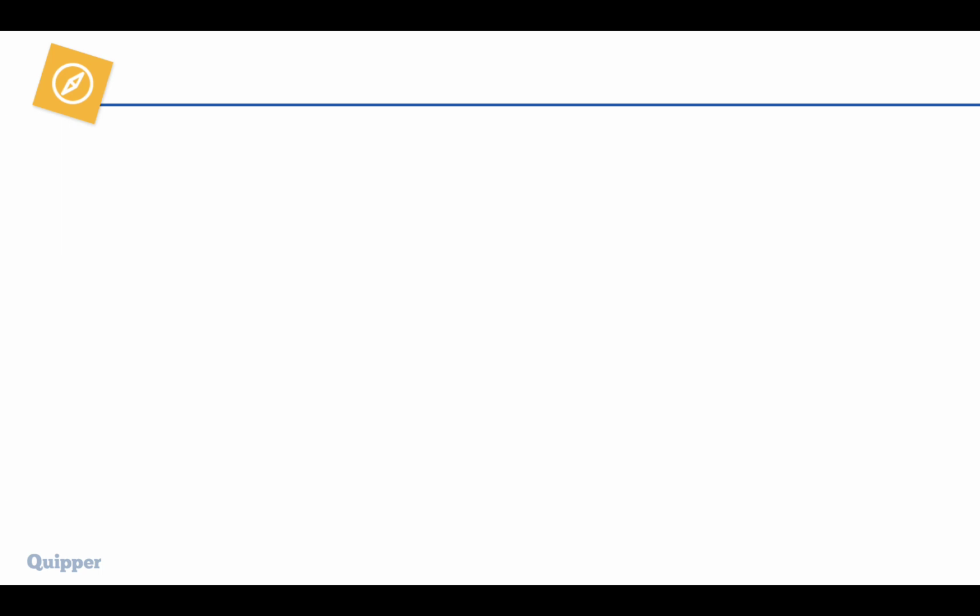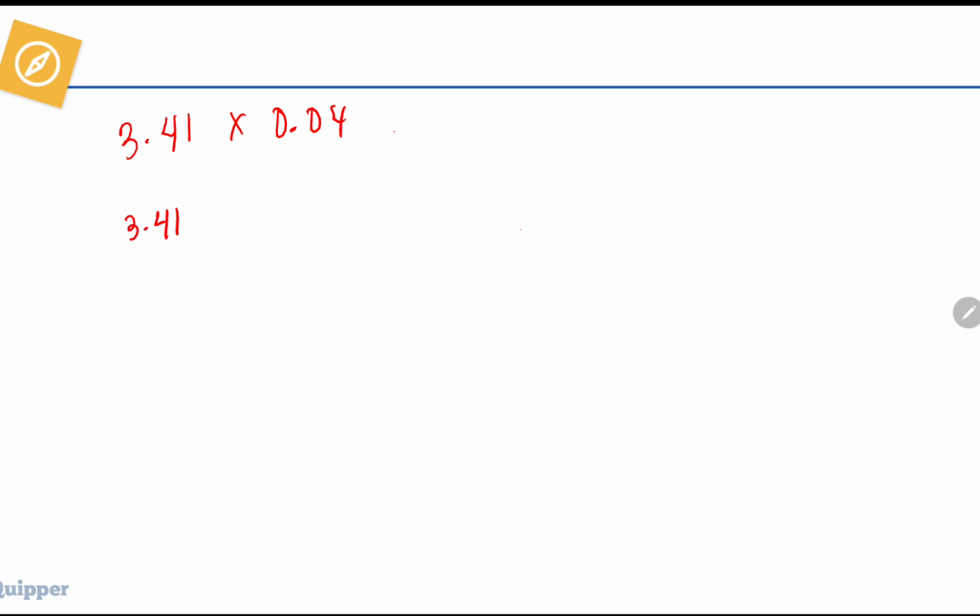Alright, so another example. Let's see. We have here 3.41 times 0.04. So, practice natin that we always write the decimal numbers in column or vertically ba yung tawag doon. So, 3.41 times 0.04. Okay, then after that, multiply the way we do with the whole numbers or the integers.